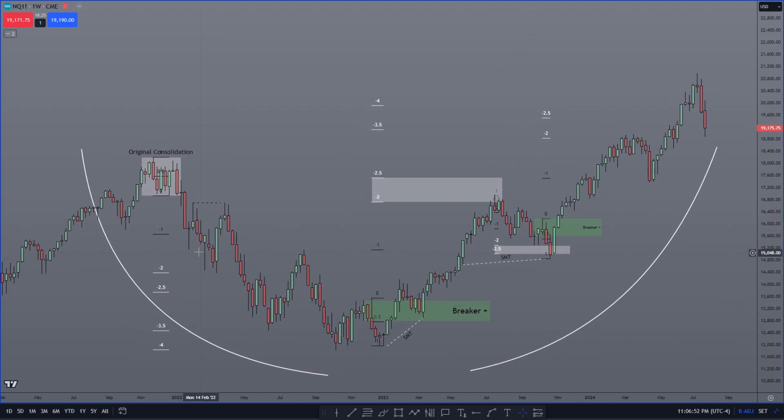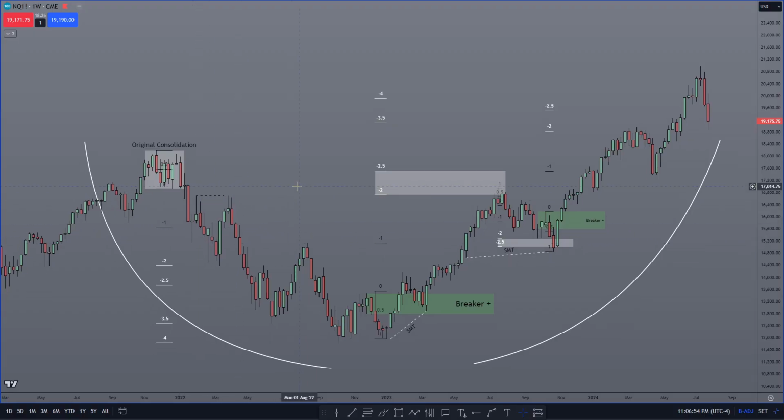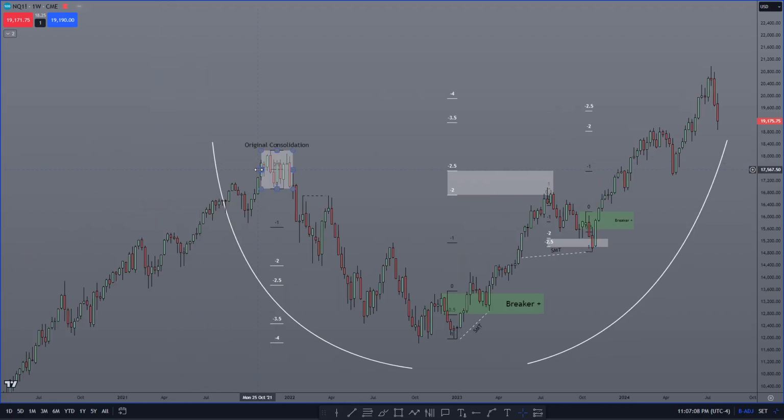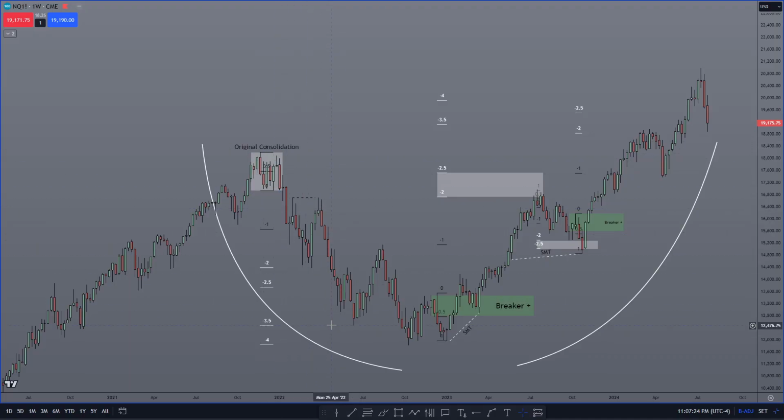All right. So in every market maker model, it starts with consolidation and SMT. And that's what we've seen up here. There was SMT here and we had consolidation. This was the beginning of the sell model. And you can see once we put the fib on here because we formed the breaker, 2 to 2.5 was resting at this sell side, 3.5 to 4 right down here at this sell side as well. And you can see we came down.